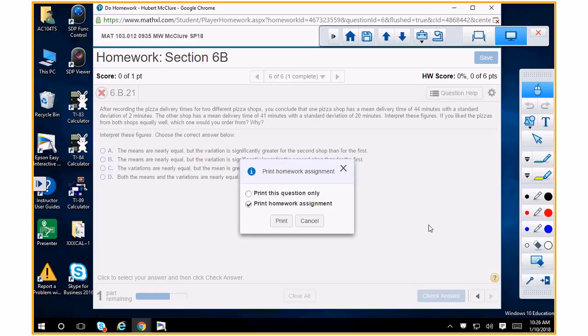All right? If you want to do problems besides your homework, you go to the study plan and do that. Study plan doesn't count for grade. It's nothing but practice. I'll show you that in just a minute. So that's how you print out.